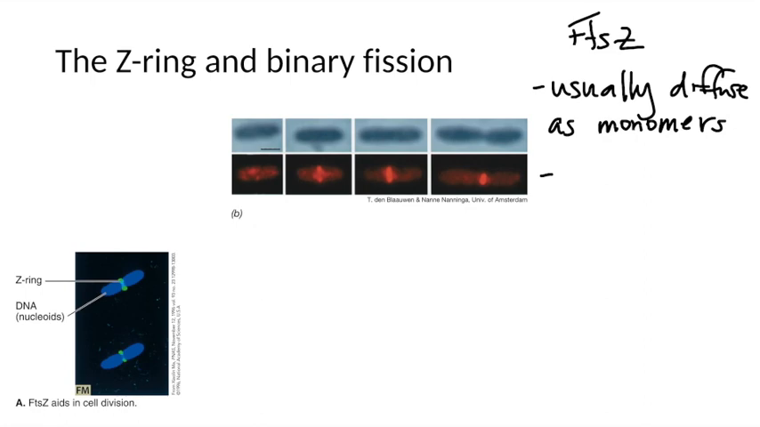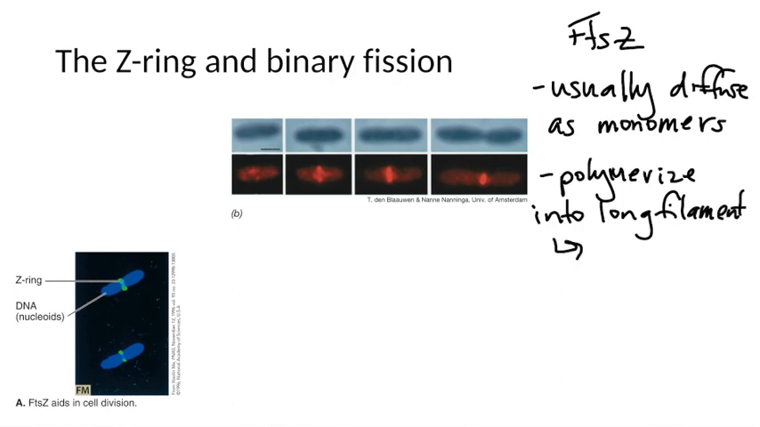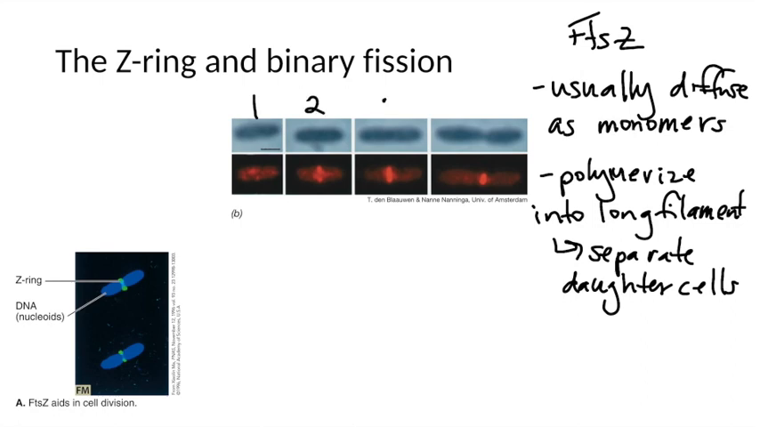However, during the process of cell division, it will polymerize into long filaments. These filaments are very important at the final stage of cell division because they are actually what separates our two daughter cells apart from each other. The localization of FtsZ during the process of binary fission can be seen in the panel that I've just numbered.